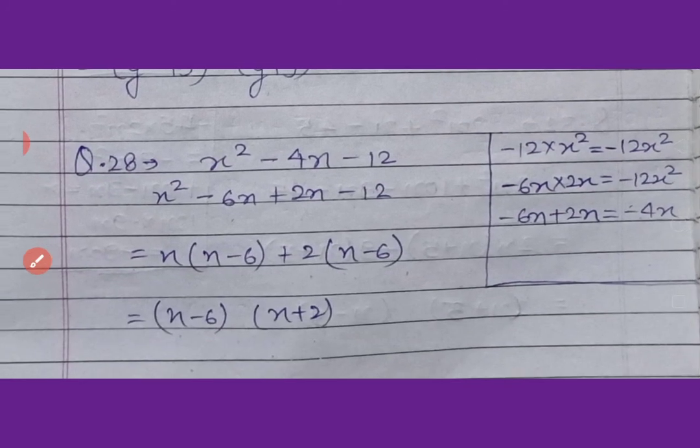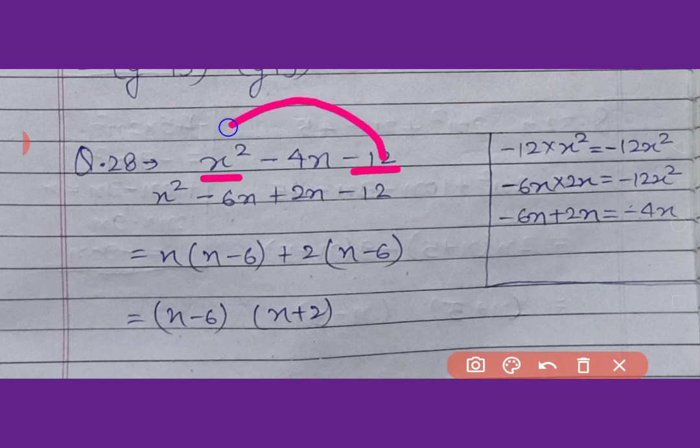Next question 28. x square minus 4x minus 12. First and third term multiplied gives minus 12x square, and we have to get 4x through subtraction, where one term will be greater and the second will be smaller. As you know, 12 comes in the table of 6. 6 2s are 12. So we will take two terms, minus 6x plus 2x.